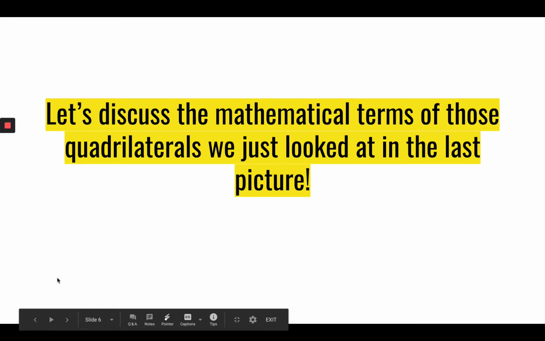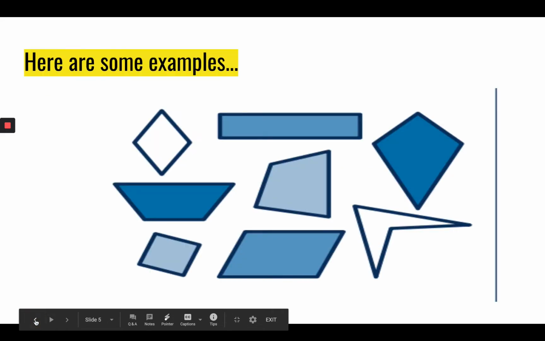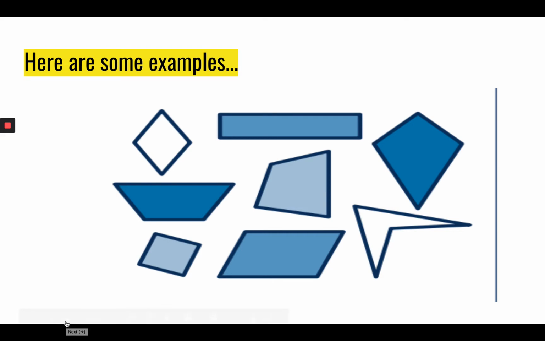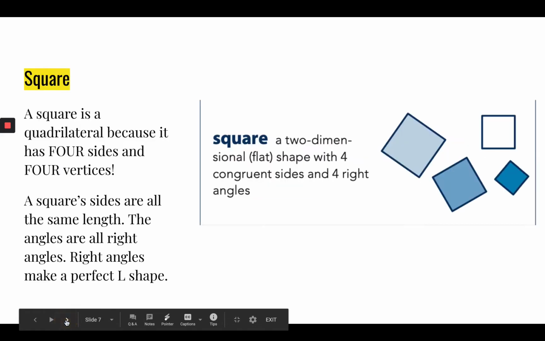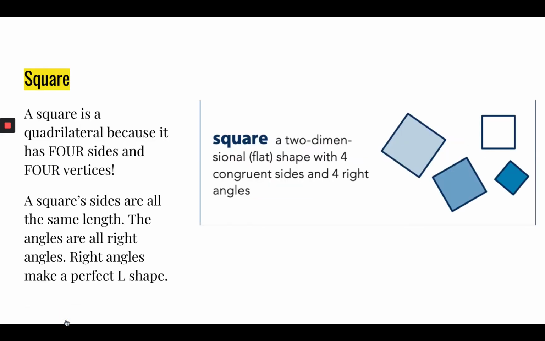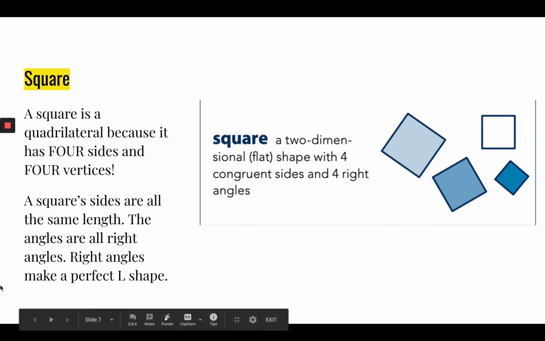So let's discuss the mathematical terms of some of those quadrilaterals we just looked at in the last picture. So remember, some of the shapes don't have a name for them, but you can call them a quadrilateral. Some of them have a different name. And some of these you will probably recognize. So the first one is a square. A square is a quadrilateral because it has four sides and four vertices.